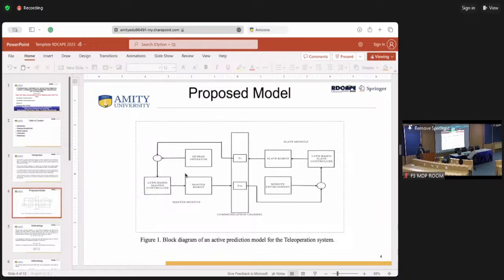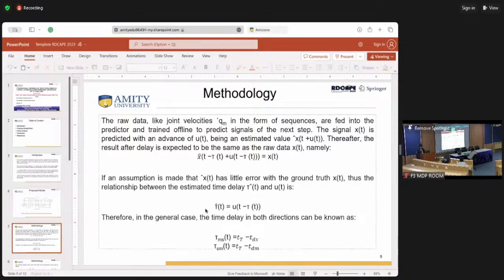Next we have the human operator, as usual, who controls the master robot. And these are the communication channels. TM represents the time delay of communication from master to slave, and TS shows the time taken by the information from slave to master. This is the same environment: when the operator applies force on the master, in the same way the environment pushes force on the slave robot, which works in the remote environment. So this is the methodology.